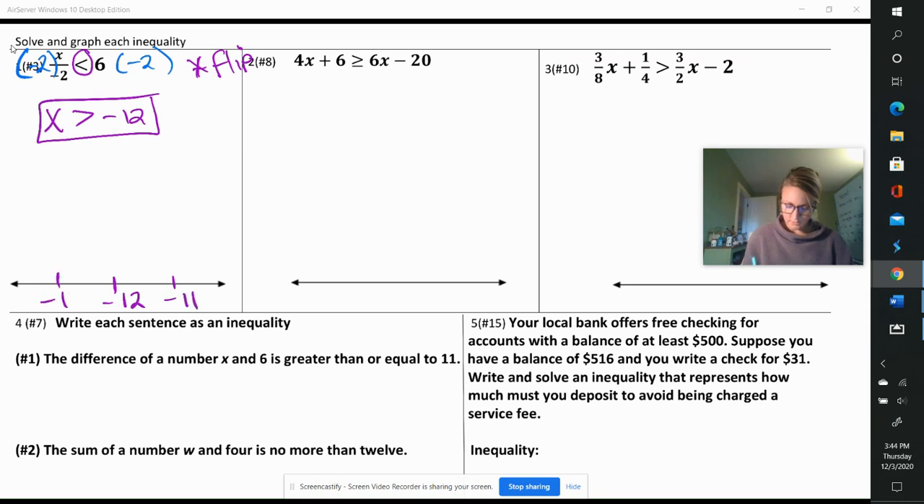Make sure your number line is increasing, meaning going from smallest to largest. Open at -12, greater than, so we shade to the right.